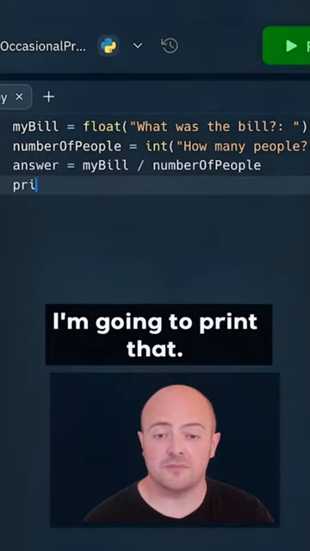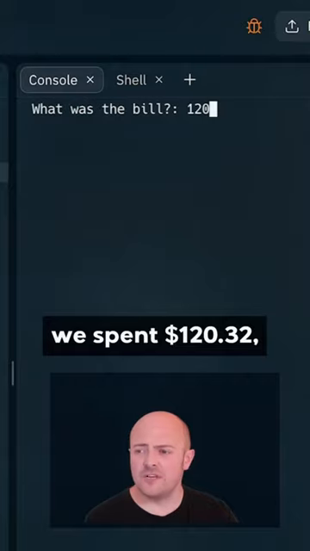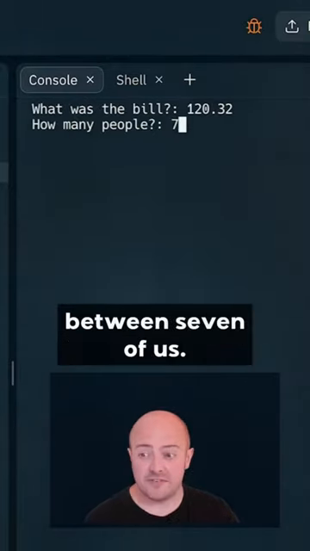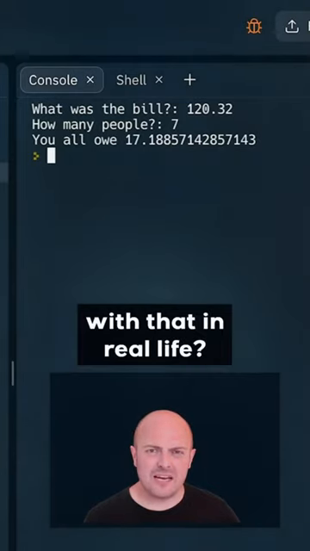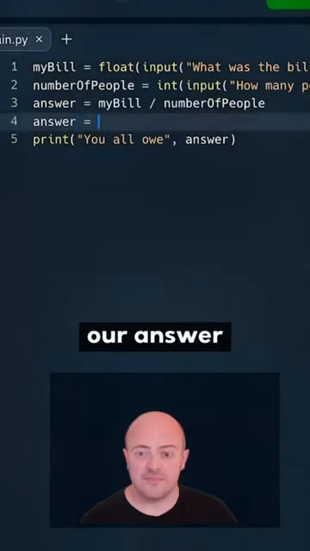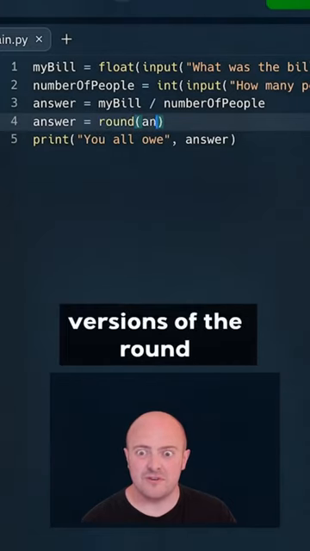I'm going to print that out. Let's say we spent $120.32 and we're splitting it between seven of us. Well, how do we normally deal with that in real life? Well, we round up. What we can do is we can take our answer and make it equal to the rounded version of the answer.